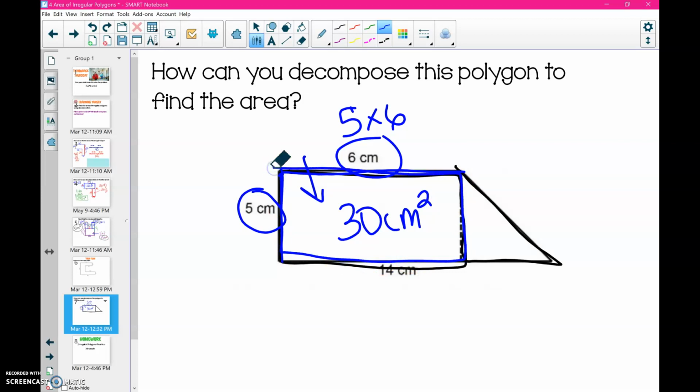Okay? But now we got to do the triangle. Okay, so let me get another color going. Sorry, one sec, Cora's barking. All right, so we're going to do this triangle right here. Let me get my color going right here.